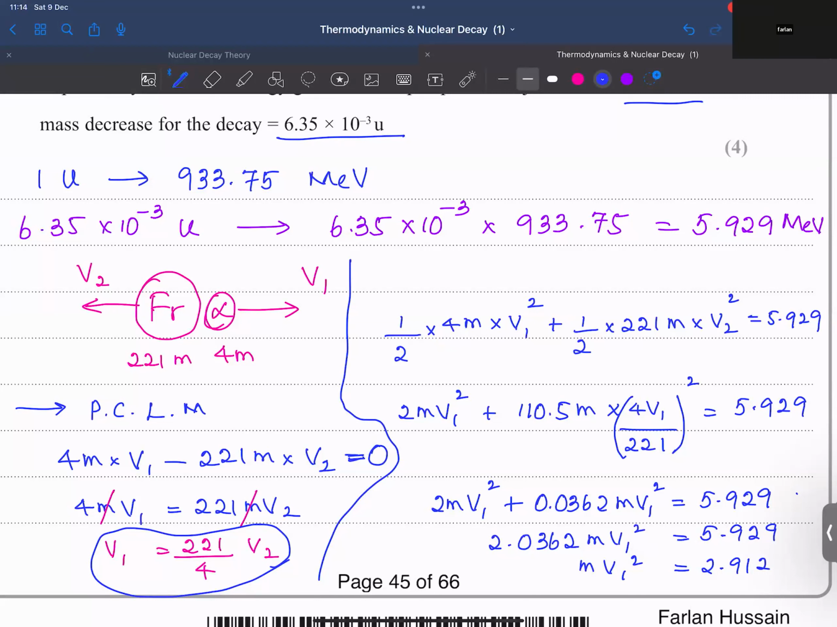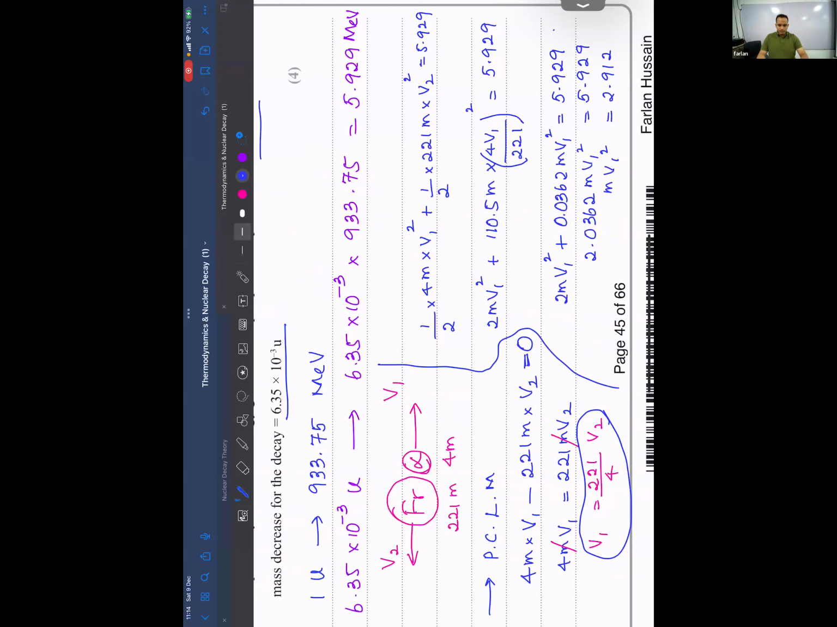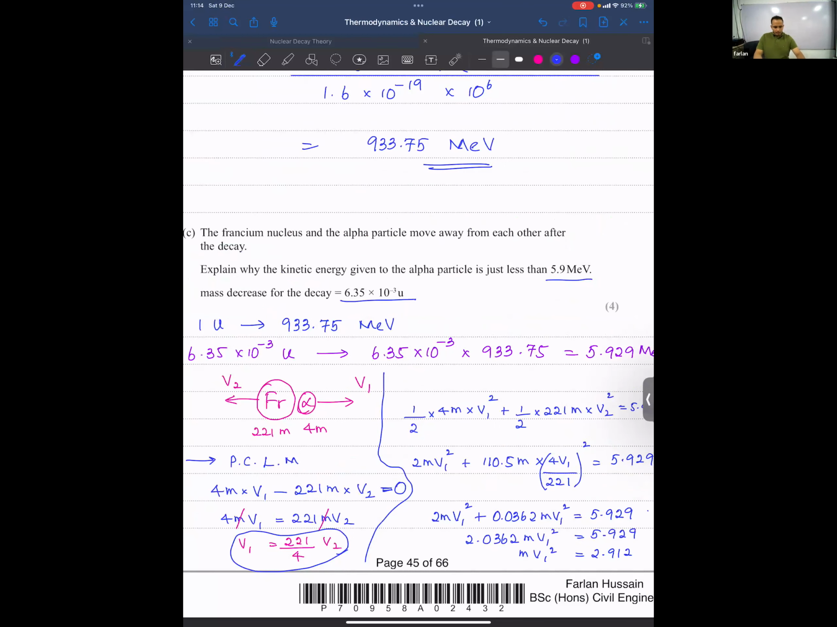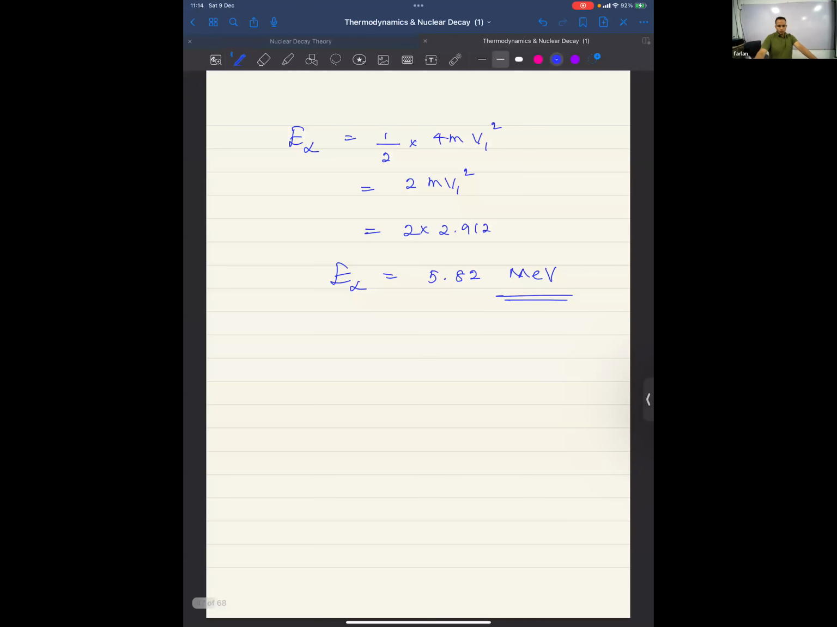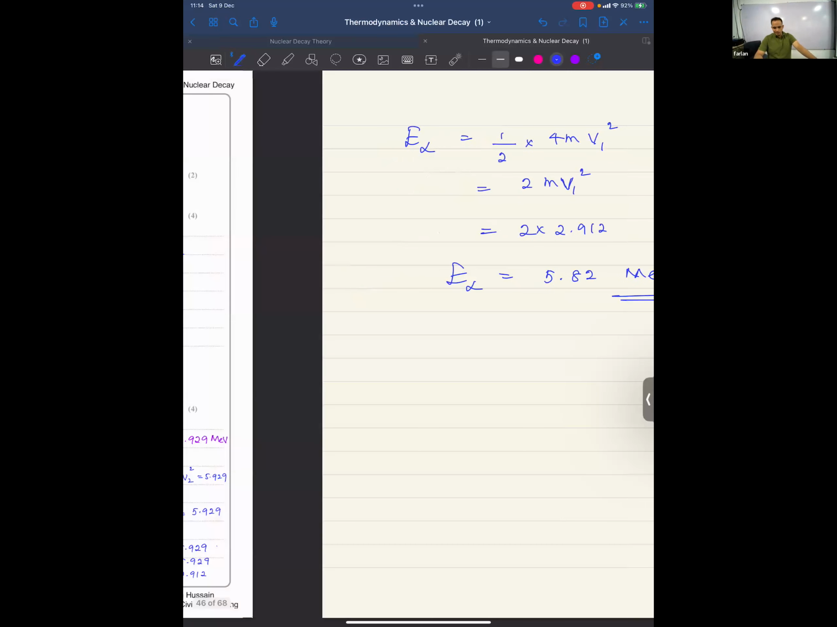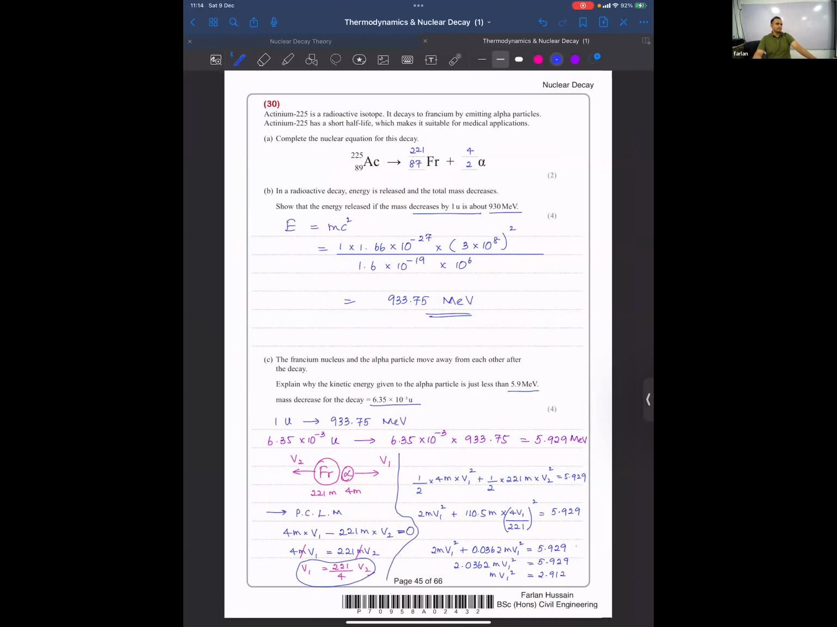Okay. So that's mV1 square. Then the kinetic energy of the alpha particle is half into 4m into V1 square, which is 2mV1 square. That will be 2 into 2.912, which is 5.82. Little less than 5.9.